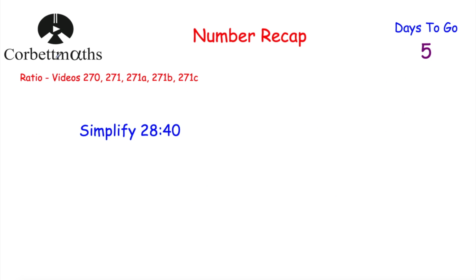And that's it. Ratio is a very important topic, a very important number topic. So there's lots of different ratio skills you need to be able to do. One of them, simplifying ratios. So if you were given something like this ratio, you could just cancel it down. You would get 7 to 10. So that would be this ratio simplified. So you just cancel it down a bit like cancelling down fractions.